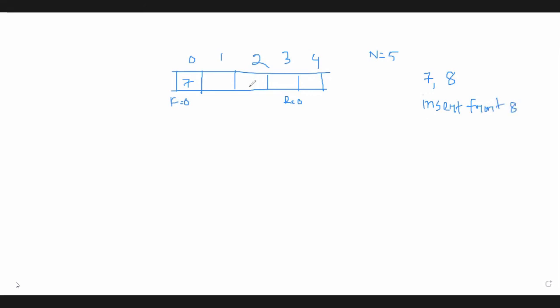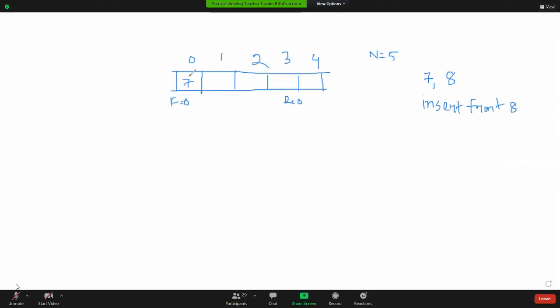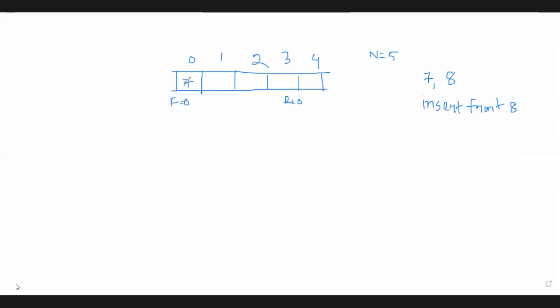So now what is the value of front? Front equals 0. That means 7 is the first data element. And then rear equals 0. That means there is only one element. That's why the pointer values are the same.